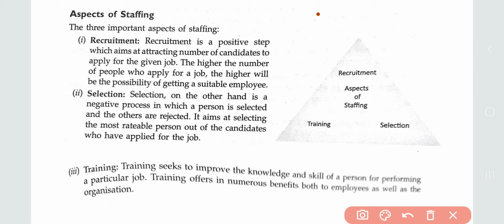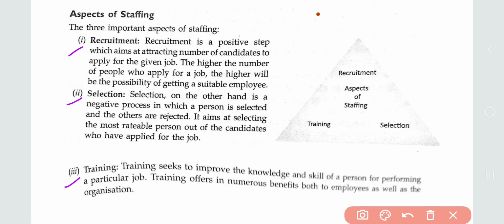What are the three things? Recruitment, selection, training. Whatever we are going to study next, we are going to study these three things in detail. The chapter can be divided into three sections. One section will be devoted to recruitment, the next section to selection, and the last part to training. As you can see, these three terms are not new. We have learned about these three terms in the staffing process, right?